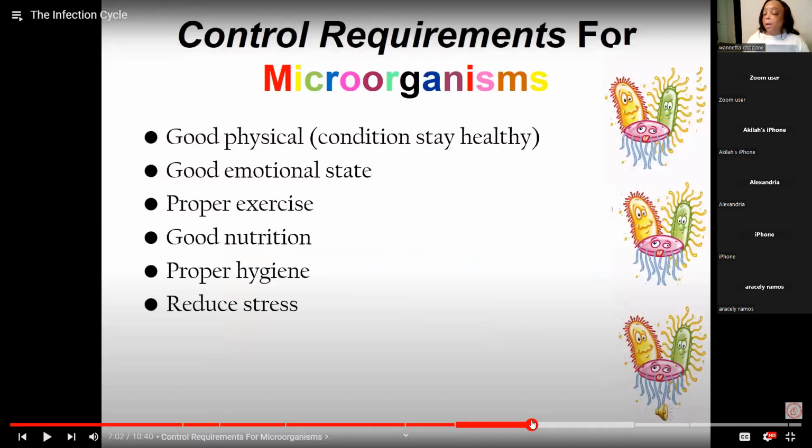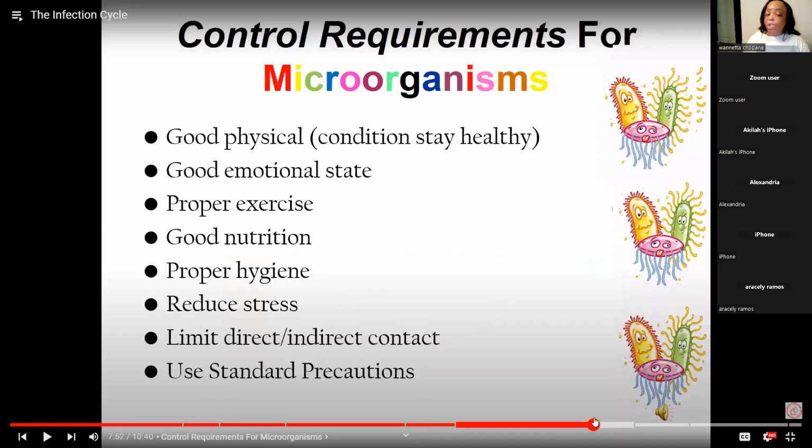And right here, it talks about what I think we already should know: that we need to be in good physical condition. We need to be in a good emotional state. We need to do proper exercising. You know, I need to get better at that. We need to eat well, with good nutrition and proper hygiene.